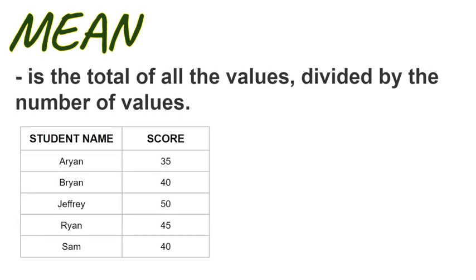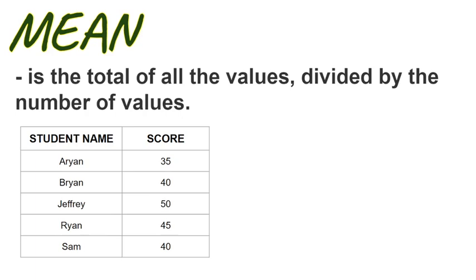We have a table here which includes the students' names and the scores. We basically have 5 students: Aryan, Brian, Jeffrey, Ryan, and Sam. And we also have the scores: 35, 40, 50, 45, and 40 respectively. So now, how are we going to get the mean?